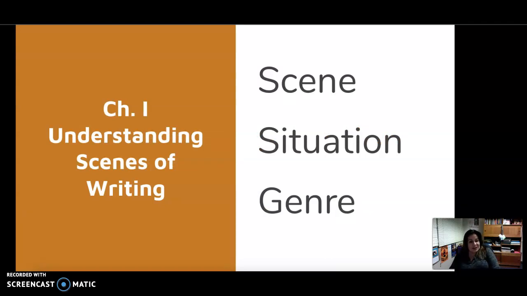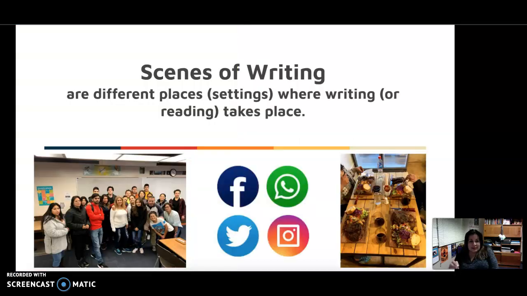So Chapter 1, Understanding Scenes of Writing. There are really 3 key terms that you need to know. So preview and then come back and review and make sure you understand these. Scene, situation, and genre. A scene. A scene is a place. Think of a scene as a setting.